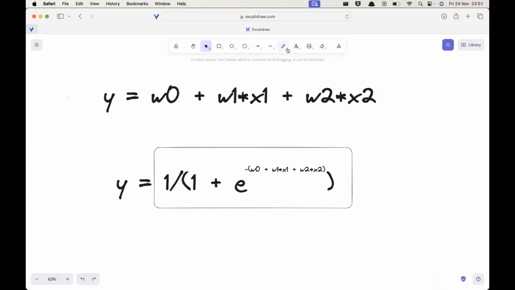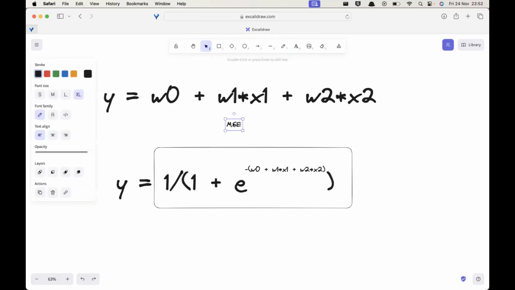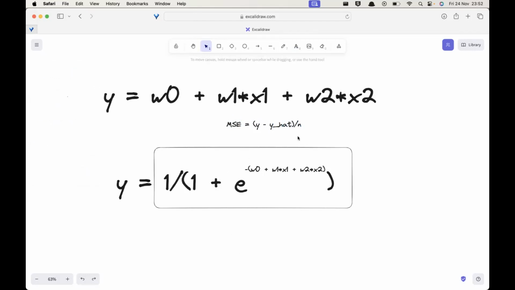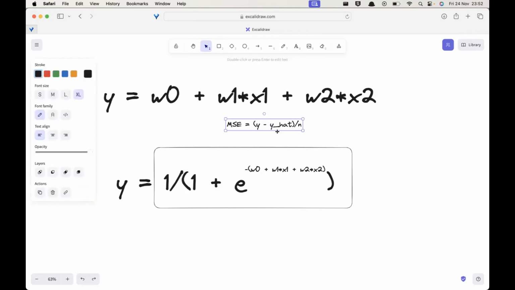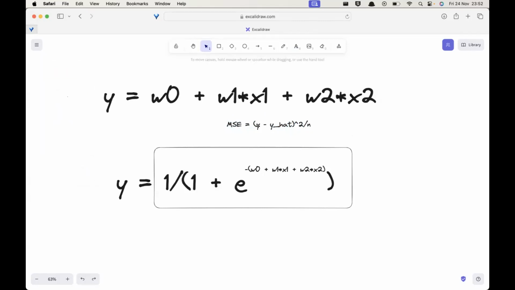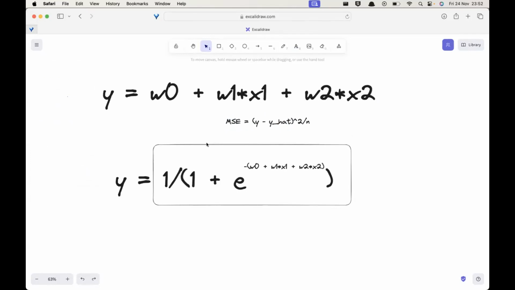Here we used RMSE. I'm sorry, we did only mean square error, which is equal to y minus y hat, squared, divided by n. Remember, everyone on the same page? This is what we did: mean square error.